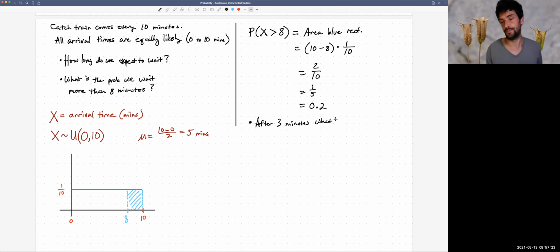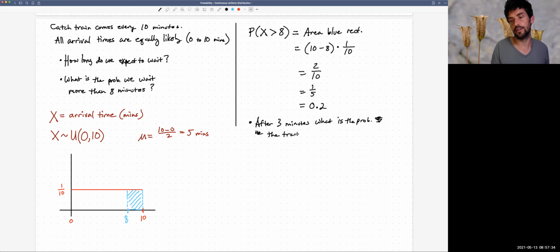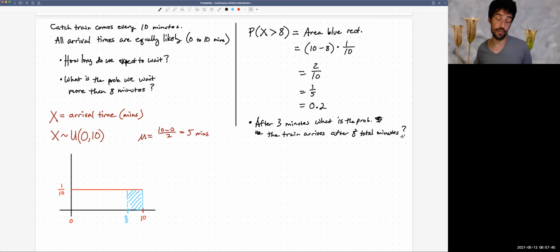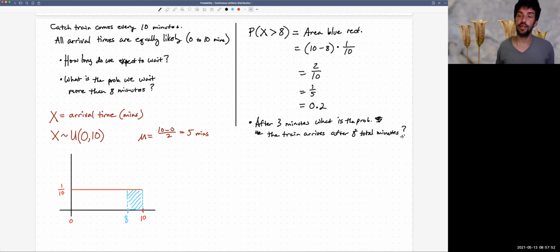what is the probability, let's say, after 3 minutes, what is the probability the train arrives after 8 total minutes, right? So not 8 more minutes, but 8 total minutes. So I've already waited 3. I'm still wondering about being on time to work. And so I'm wondering what the odds are now, okay?